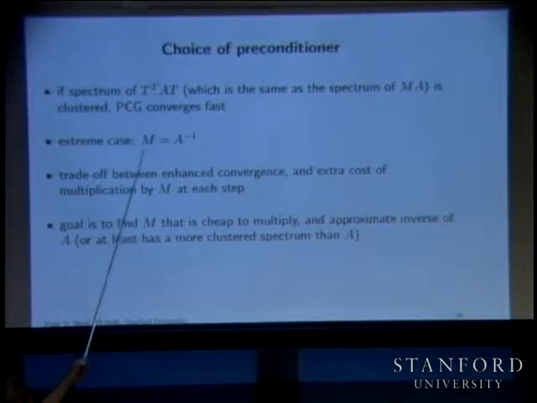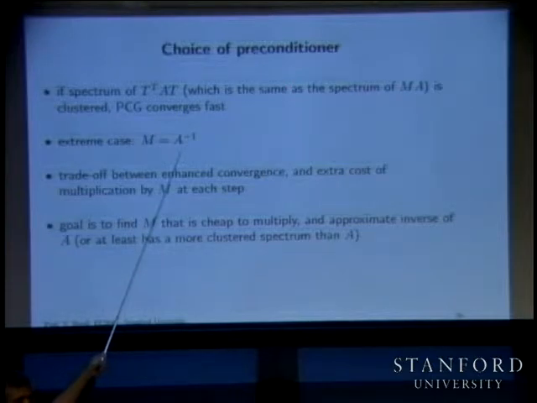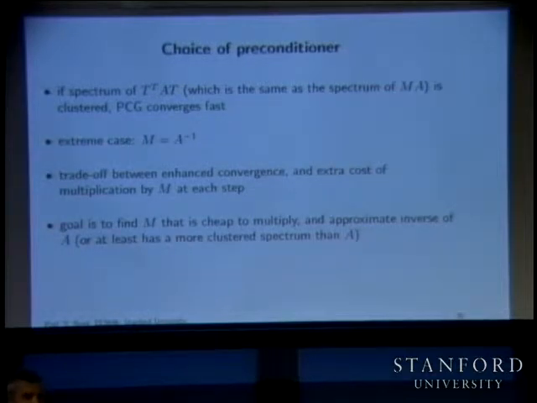Here's one choice. How about this, the inverse? That'll do it because now the eigenvalues of MA are all 1. CG takes one step because the eigenvalues are all 1. It's kind of stupid though, because you actually then have to invert the matrix or something like that. So that doesn't make any sense.